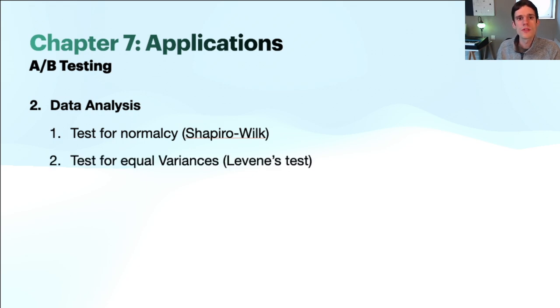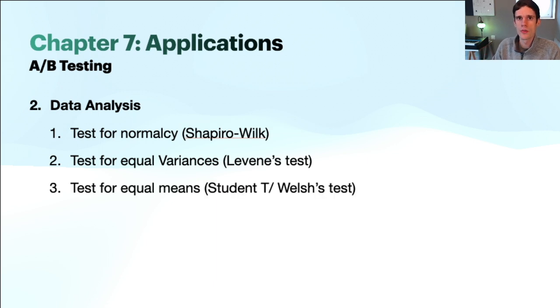Then we need to test for equal variances, and this is easily done with Levene's test. This will also return a p-value which is either larger or lower than 0.05. Then, depending on the outcome of our Levene's test, we test for equal means either by the Student's t-test if we have equal variances, or the Welch's t-test if we don't have equal variances. And then the result of this last statistical test will give us our final conclusion, whether this difference in sample means is indeed indicative for a difference in population means and thus significant.